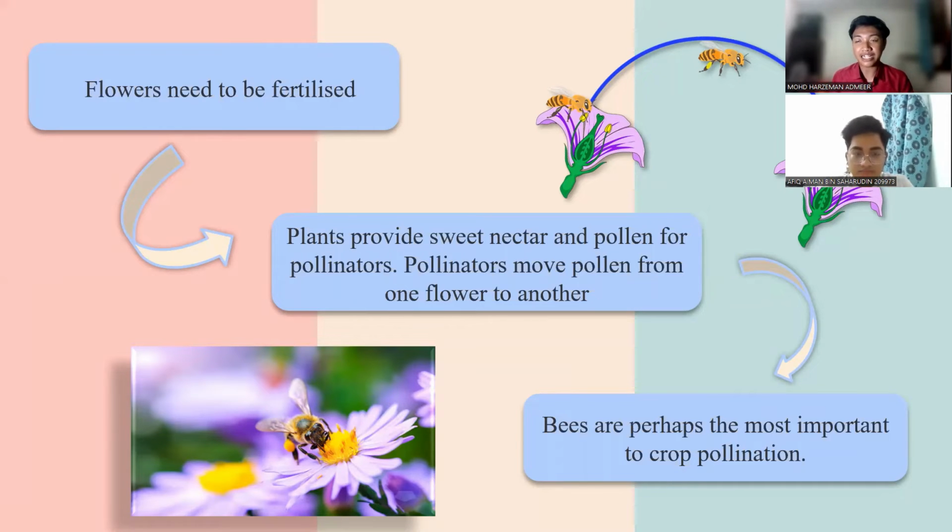Based on research led by Alexandra-Maria Klein, it was declared that bees are perhaps the most important to crop pollination. This is because bees tend to focus on one flower at a time, thus ensuring flowers of the same species are pollinated.